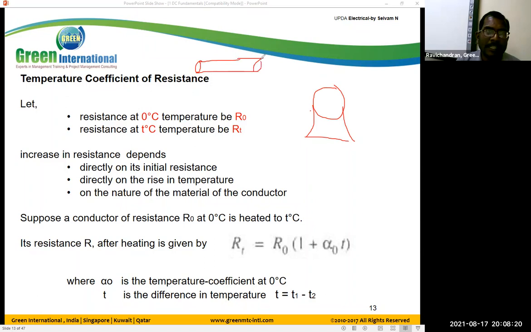Now, assume that we have a wire. This wire has a resistance R0.